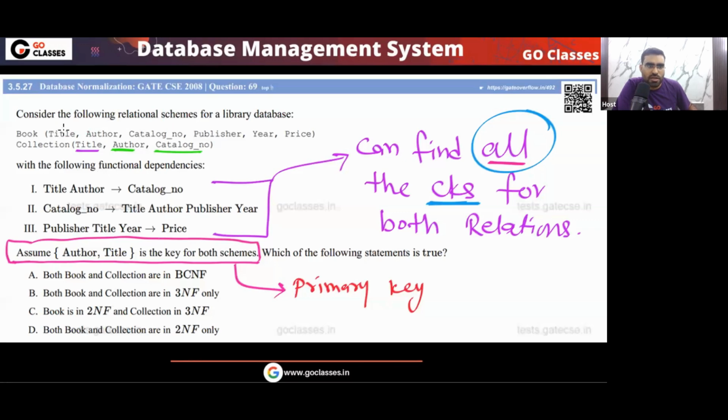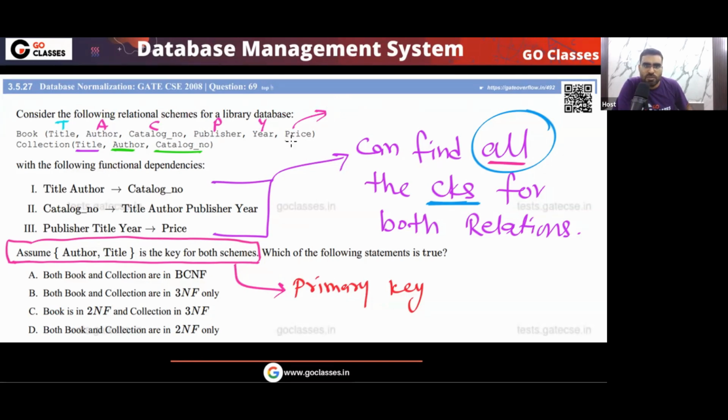Now also here in the book table, this will be title. Title means T, author means A, catalog means C, publisher means P, year means Y, and price I will write something else, because remember this is publisher.